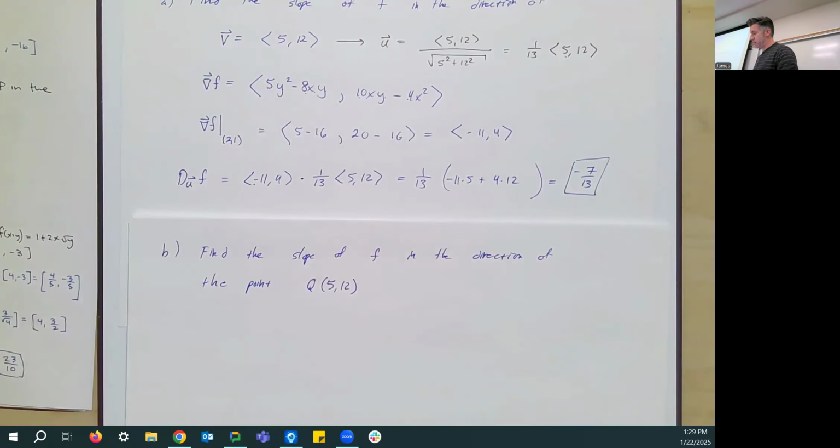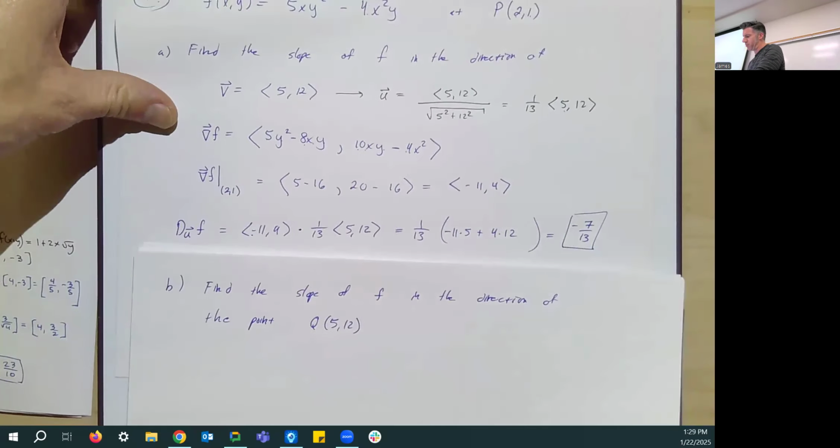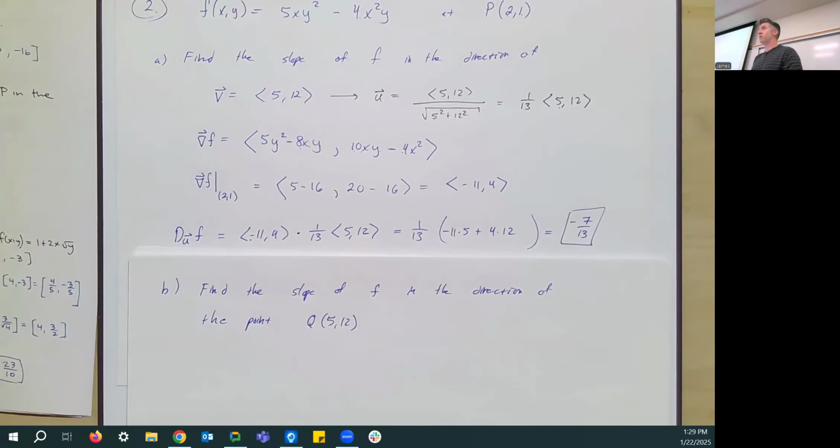So I've tried to make this purposely confusing. I tried to make it confusing on purpose. So these two questions are asking something slightly different. The first one is saying, I'm telling you the way we're pointed. We're over 5 up 12. The second one, I'm not telling you the way we're pointed. I'm telling you the point we're pointed towards.